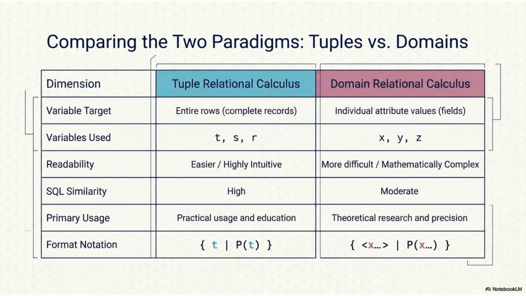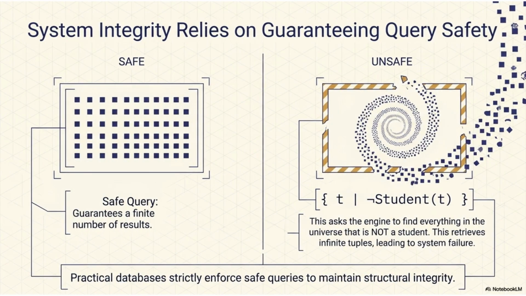Comparing these paradigms, we see that TRC targets entire rows while DRC targets single values, offering different balances of readability and complexity. System integrity relies on query safety. We must guarantee a finite number of results, otherwise we risk system failure from infinite loops.